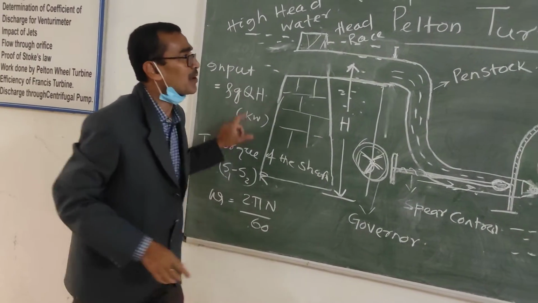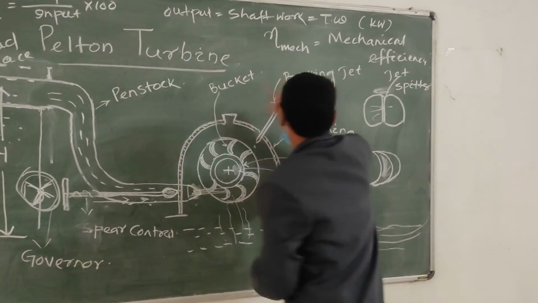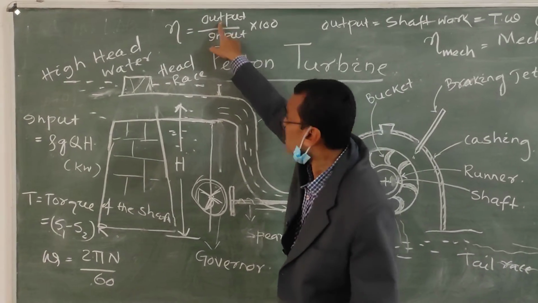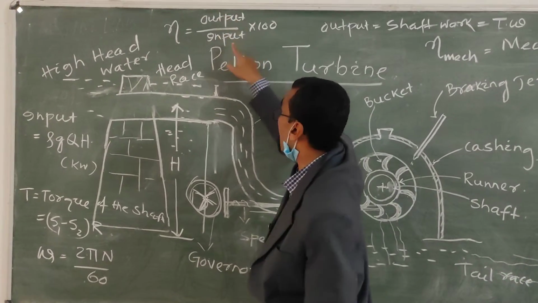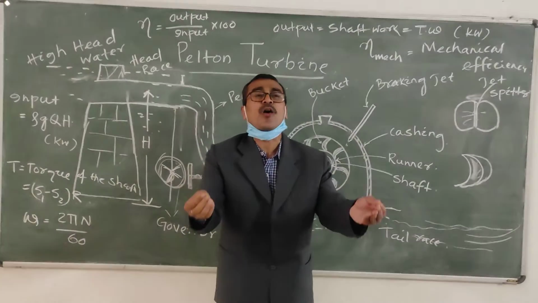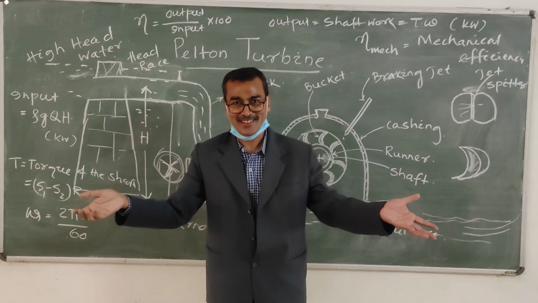And once input is known, and output is known, then the mechanical efficiency is the ratio of output by input, shaft work by input, into 100%. That gives the percentage of efficiency. This is the objective and aim of the experiment. That's it. Thank you.